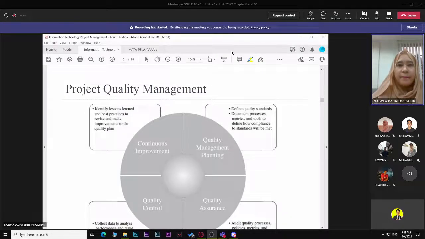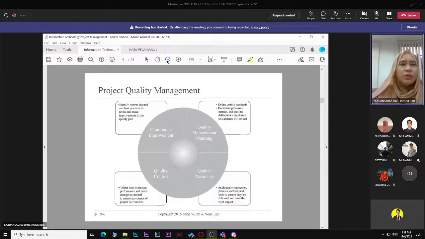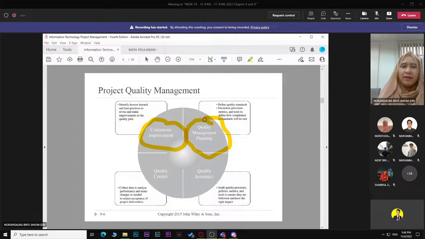So for this one, the project quality management, this is the key area, continuous improvement. And you need to plan. If you don't plan anything, you will not achieve it. Right? Planning is important. Okay? If you fail to plan, you plan to fail. So again, the planning is involved in all the project life cycle.